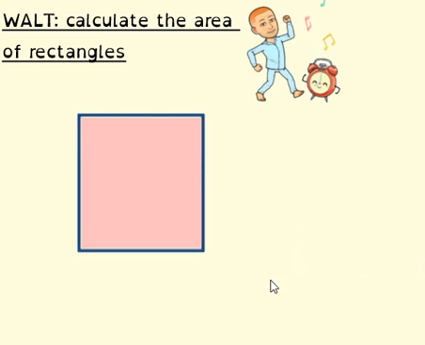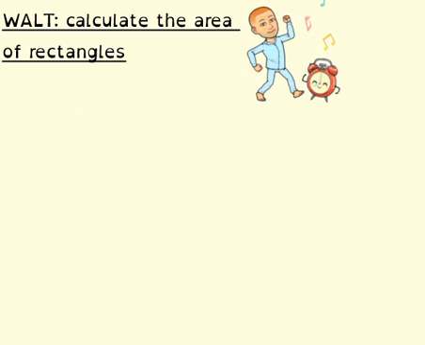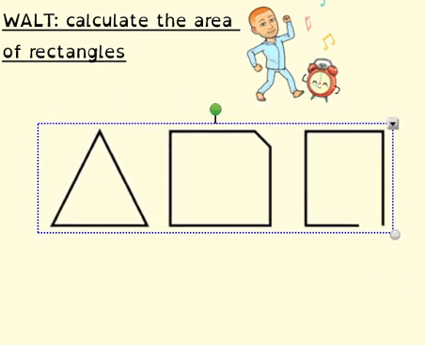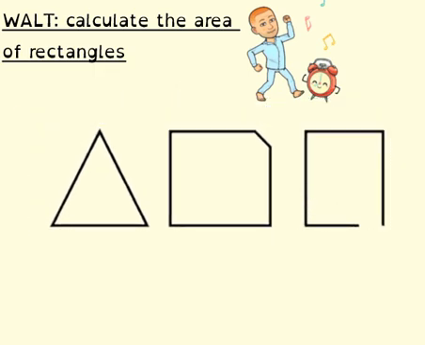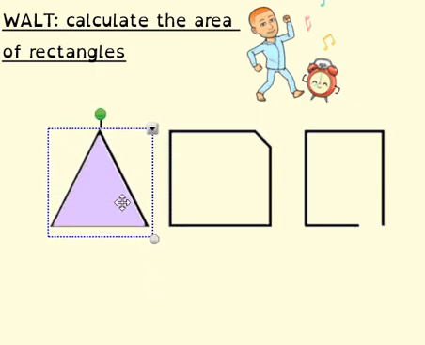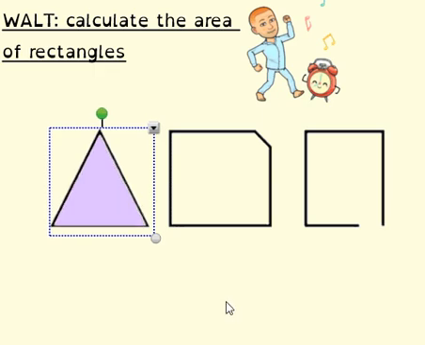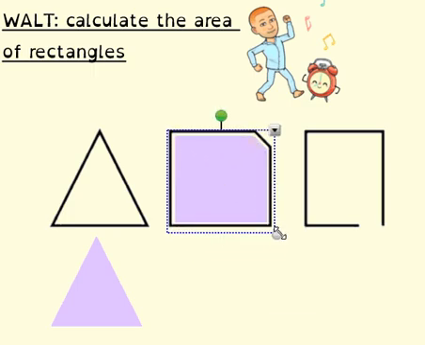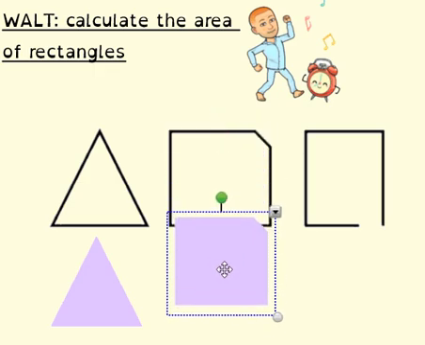What do I mean by that? Well, if I pull up 3 further shapes here, I've got a triangle, and that would be the area of the triangle, the space it covers on the inside. Here, again, that would be the area covered inside this shape.